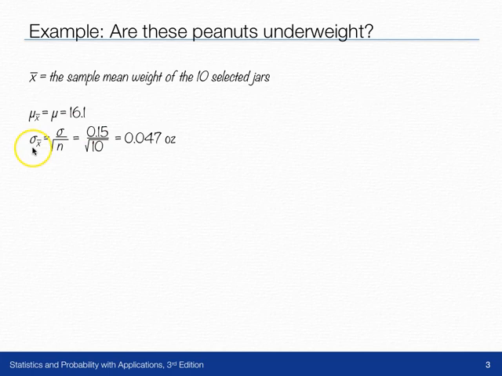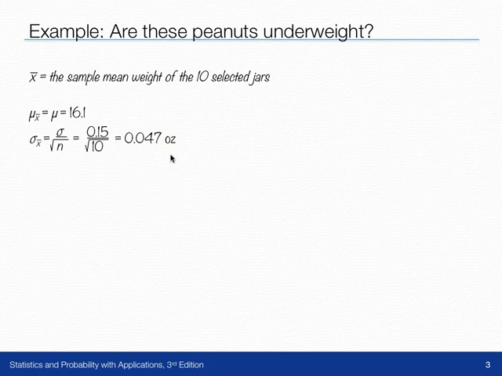The standard deviation of the sample mean weights of the jars is going to be the standard deviation of the population over the square root of the sample size. So in this case, 0.15 over the square root of 10, which gives us 0.047 ounces.